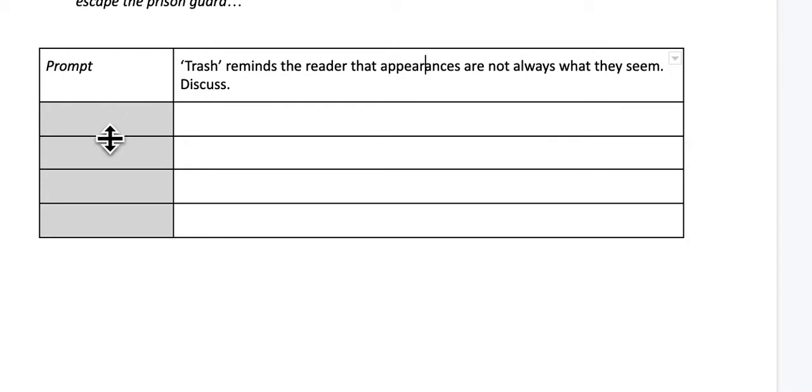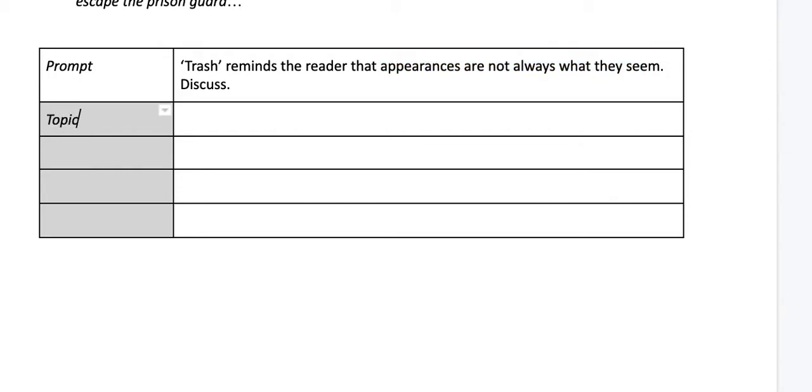It might be something perhaps around Raphael being perhaps not as joking and jovial as he is made out to be in the beginning of the book. There are myriad examples of where appearances aren't what they seem in Trash. You've just got to pick one. And then we get to TEEL.